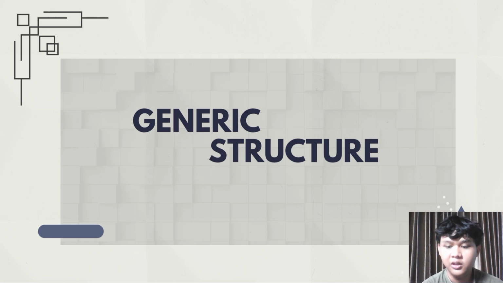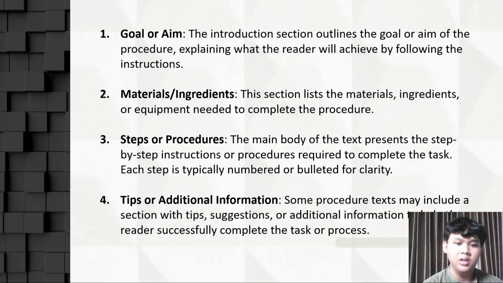Generic structure. This is for generic structure. Number 1, goal or aim. The introduction section outlines the goal or aim of the procedure, explaining what the reader will achieve by following the instruction. Number 2, material or ingredient.